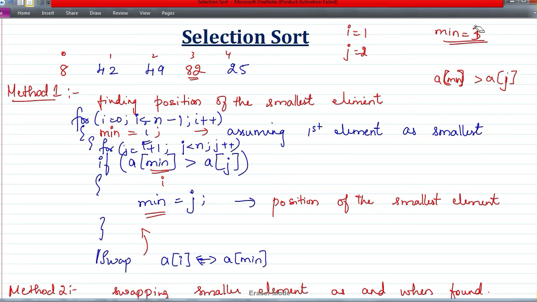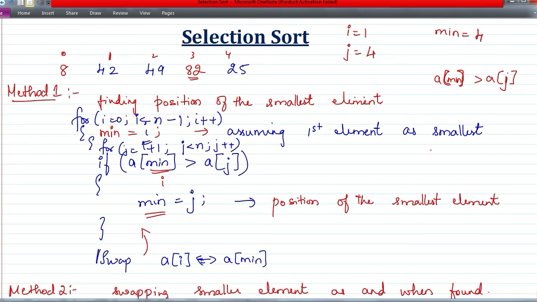Now next i becomes 1. Now I will start by assuming min equals i. So min is 1 and j is going to be i + 1, so j starts from 2. So 42 is the position I am assuming as the smallest element, and I keep comparing with all the elements towards its right. When j is 2, minimum element is not greater than 49. When j is 3, again 42 is not greater than 82. Then when j is 4, is 42 greater than 25? Yes. So we are changing the position of this element with min. So min is going to have 4.